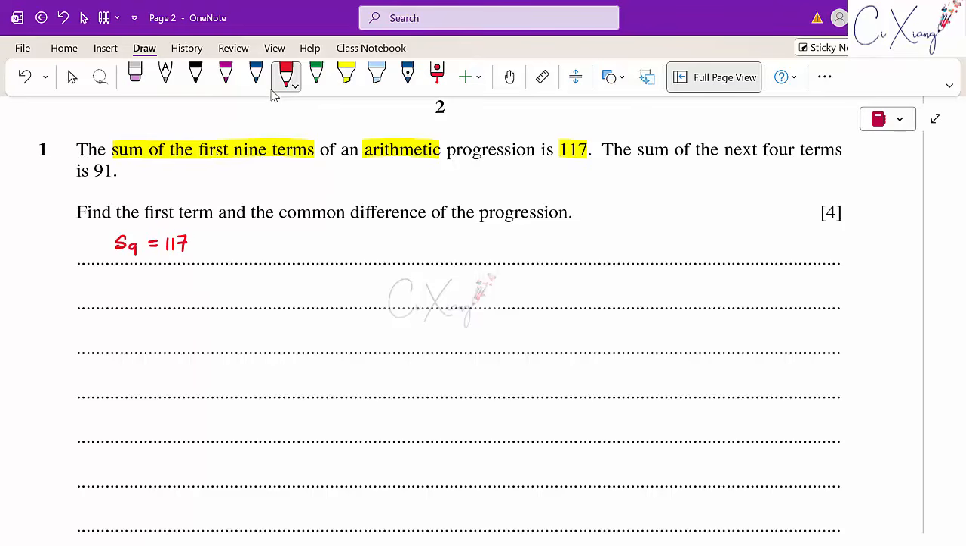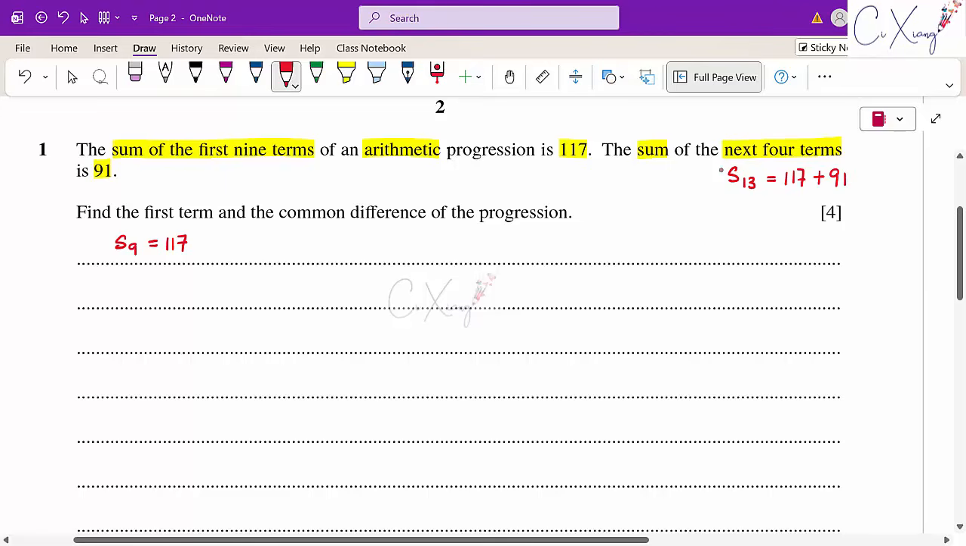And then what else is given in this question? They are saying also that the sum of the next 4 terms is 91. They are still talking about the sum, and the keyword here is the next 4 terms is 91. If just now we had the first 9 terms and then add another 4 terms after them, in total there will be 13 terms, since 9 plus 4 is 13. So the sum of the first 13 terms will be the first 9 terms, 117, plus the next 4 terms, 91.